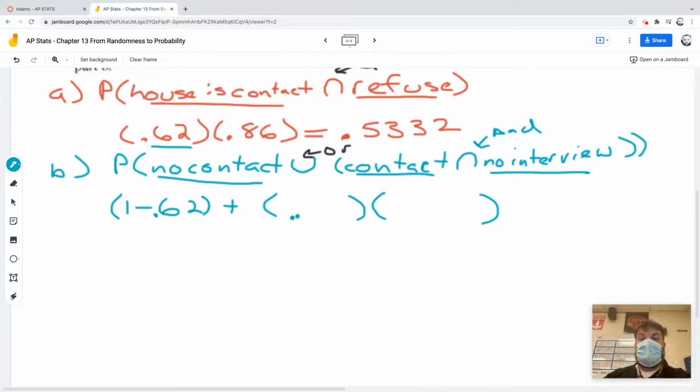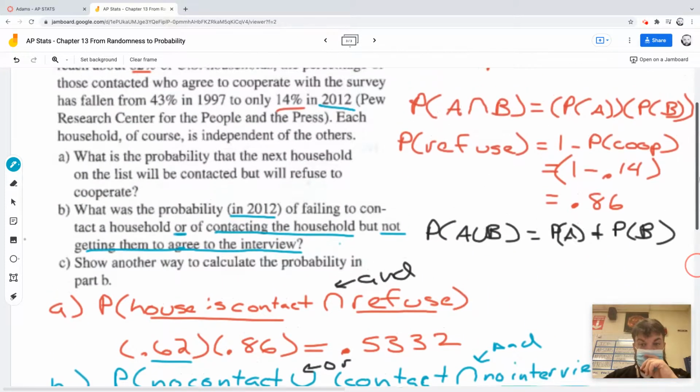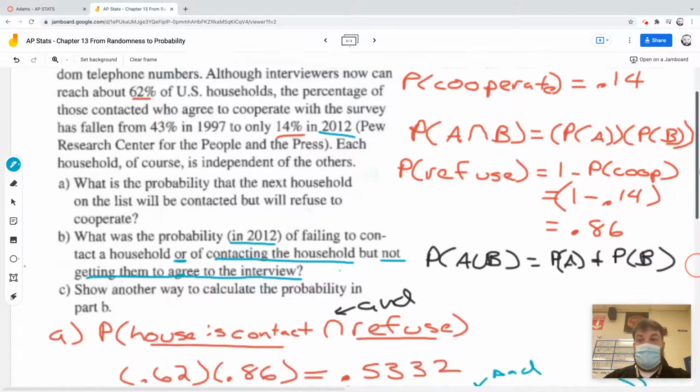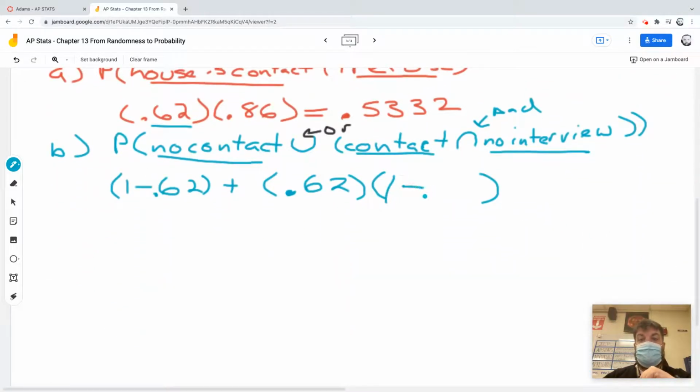Then over here I got to figure out what's the probability of contacting. Well, I know the probability of contacting the person, all right? And what's the probability of no interview? So I want to read this real careful. So 14% agree to the interview, is that correct? Yeah. So it would be the complement. So for them not doing the interview, it would be 1 minus 14. Does that make sense to you guys? Now, before we move any further, are we good on what I'm talking about? Okay, so now this whole thing equals 0.9123 if you plug that in the calculator.